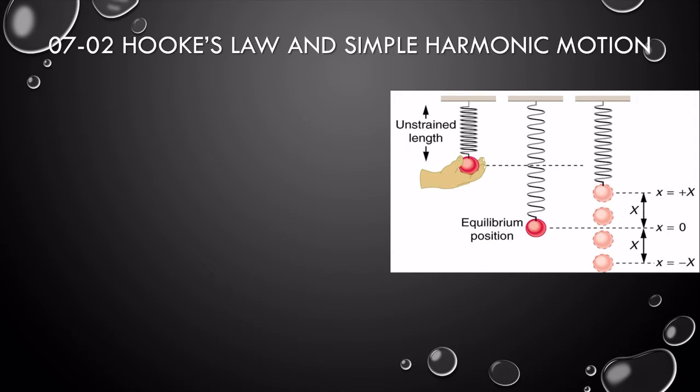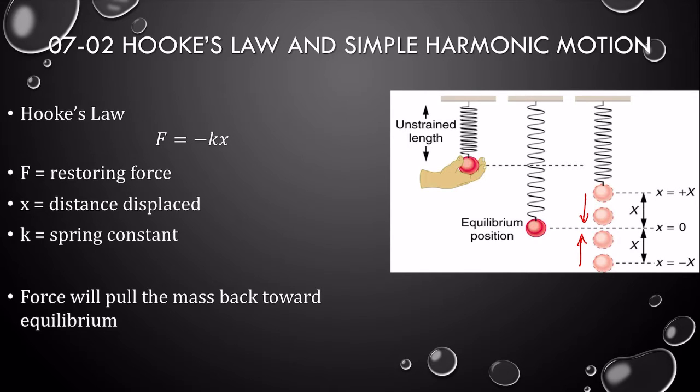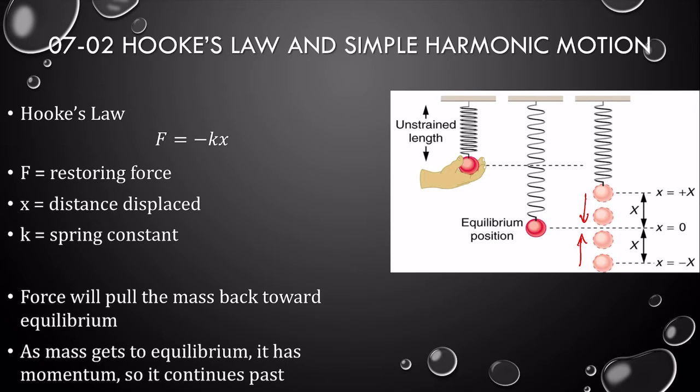If you remember from our chapter on forces, Hooke's law gives the force of the spring, which is F = -kx. F is force, x is the distance it's displaced, and k is the spring constant. It's negative because it's always pulling in the opposite direction of the displacement, always pulling towards zero distance, towards equilibrium. So the force will pull the mass back towards equilibrium all the time.